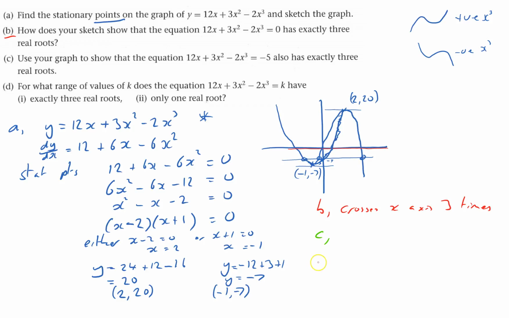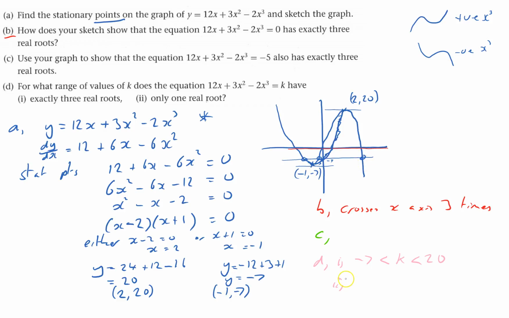Let's go to pink. For what range of values does this equal k? It's still the same expression, equal to k. When does it have exactly 3 roots? Well, it's got 3 roots if k is between minus 7 and 20, because then it will cross 3 times. So for the first part, exactly 3 roots, minus 7 is less than k, which is less than 20. It can't be equal to those, because then it'll have 2 roots, as 1 will be repeated.